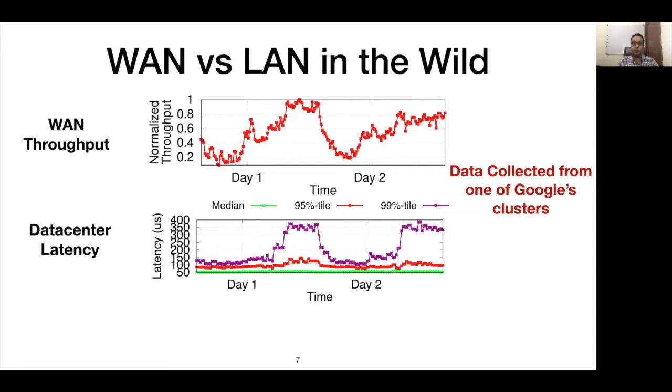The top figure shows the total throughput of WAN traffic exiting the cluster. The bottom figure shows the median, the 95th percentile, and the 99th percentile latency of all traffic in the cluster. The highlighted areas show that as WAN demand increases, the tail latency of data center traffic more than doubles.